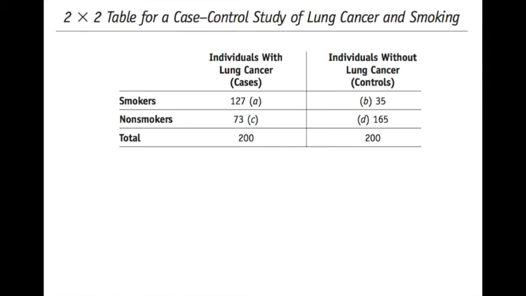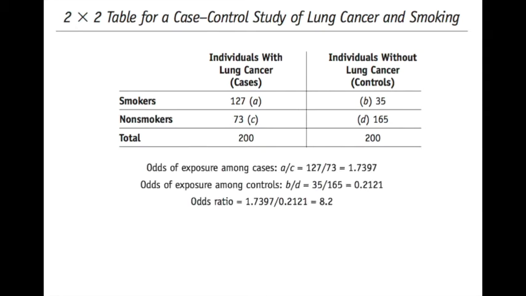This is an example of a 2x2 table for a case control study of lung cancer and smoking. As you can see, the disease status is in the columns, while the exposure is in the rows. What is the OR for this table? Here you can see the odds of exposure among cases was calculated, then the odds of exposure among controls. Finally, using those two values, the odds ratio was calculated.